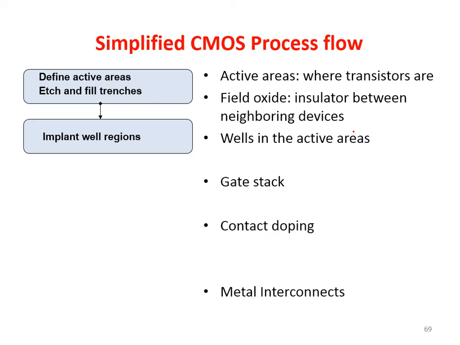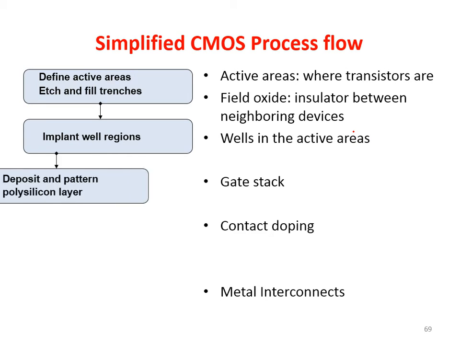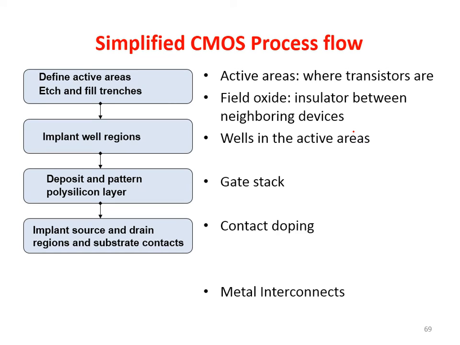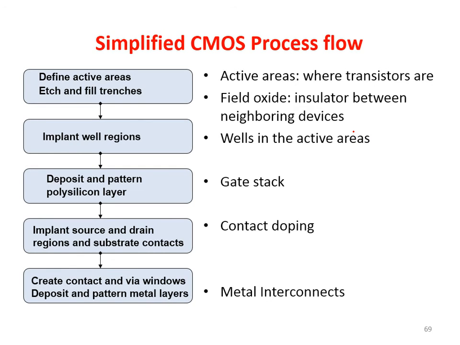So when you have done that, essentially you have defined the positions of all the transistors, and then you can create the gate stack, which means deposit the silicon oxide, deposit the polysilicon, and define the gate. When you have the gate, then you can define the source and drain regions and the related contacts. And then, when you have defined all the contacts, you have all the transistors on the wafer, you can define the metal interconnections and connect all the devices. And this is the fifth step.